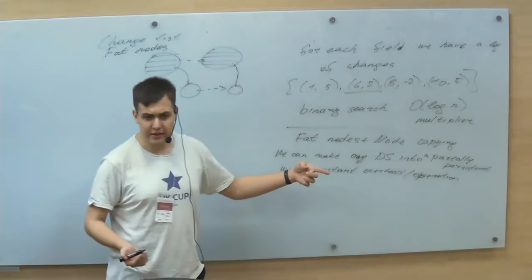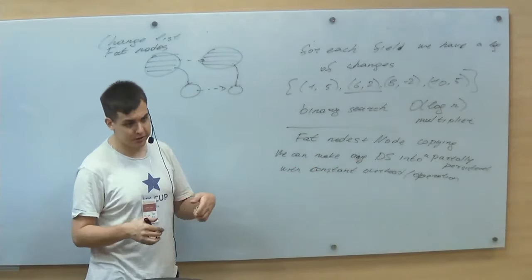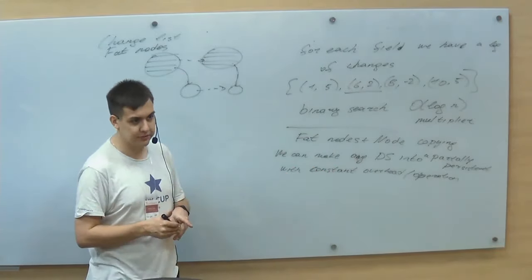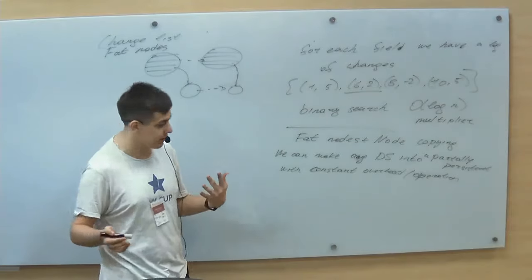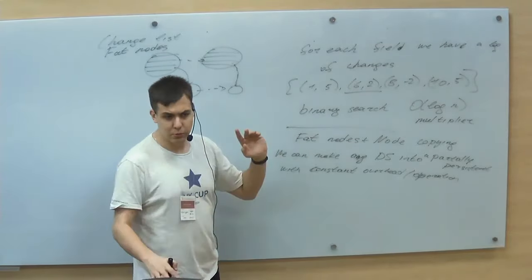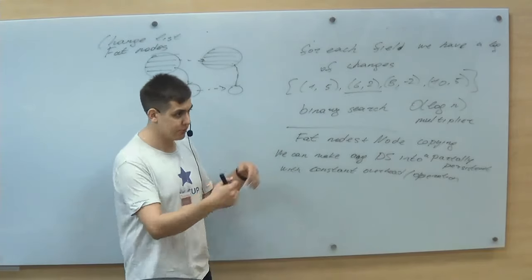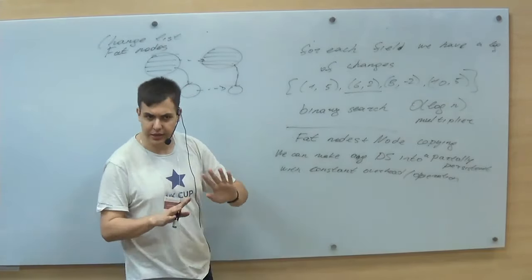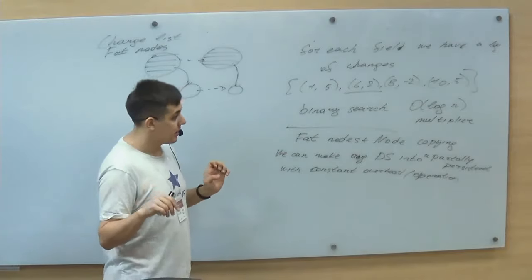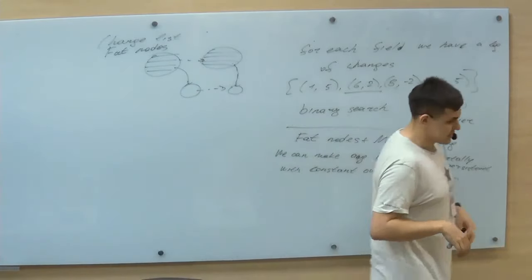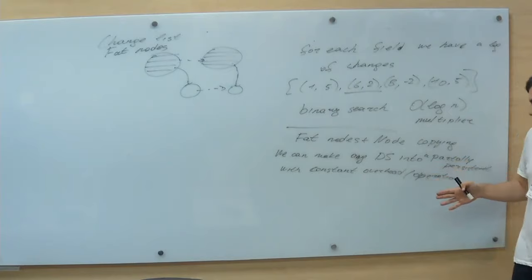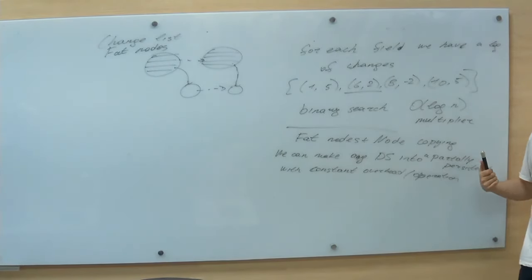Well, node copying alone didn't really work because there could be cycles, and if there are cycles, node copying just doesn't work. And fat nodes work with cycles pretty fine. If you have cycles, you just add an entry here, add an entry here, and it's all fine. It turns out that if we combine these two methods, then we can have constant overhead.